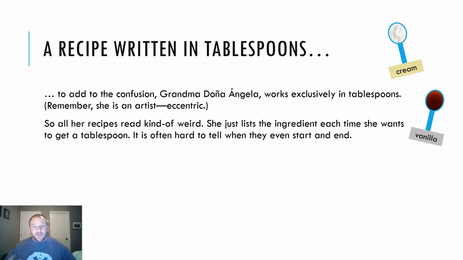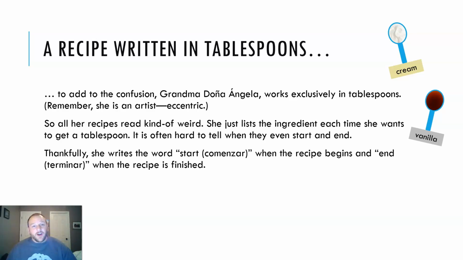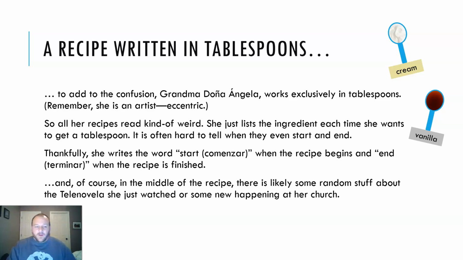And her recipe book is really disorganized, so it's even sometimes hard to tell when a story or some random thing stops and a recipe begins. But thankfully, the way that she organizes it, she actually has the word start, or comenzar in Spanish, when a recipe begins, and end, or terminar, when it ends. So all you have to do if you want to start a recipe is find the word comenzar, put every ingredient it has listed after that until you get to terminar, and then you have the right stuff. Of course, to make it even more complicated, sometimes in the middle of these recipes, she'll go off on a tangent and tell some other story. Something about a telenovela she just watched or whatever it is.